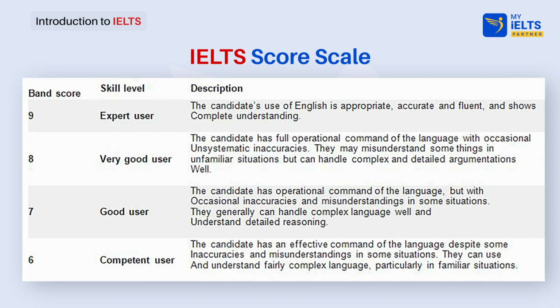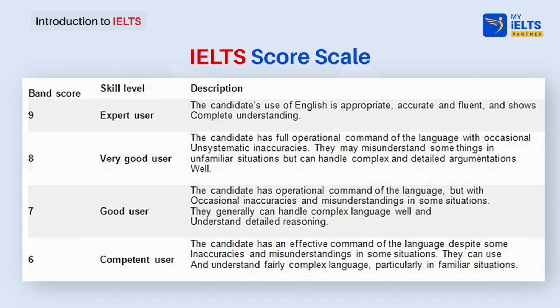A band score of 6 shows a competent user. The candidate has an effective command of the language despite some inaccuracies and misunderstandings in some situations. They can use and understand fairly complex language, particularly in familiar situations.